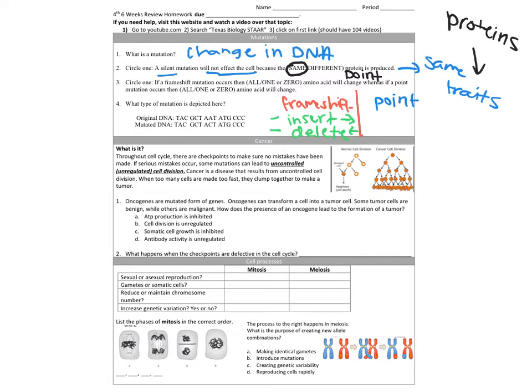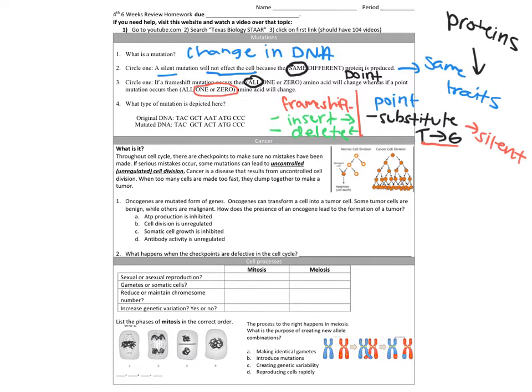Now, point doesn't really make that much difference. All I'm doing is substituting, or switching out, a base. For instance, I take a T and I turn it into a G. Not really changing anything. So in frameshift, since I move everything, all amino acids after the mutation will change. In point, it's only going to either change that one amino acid, or if I get lucky, it's going to code for the same amino acid. And when it codes for the same one, that's called silent. So point is going to be 1 or 0.